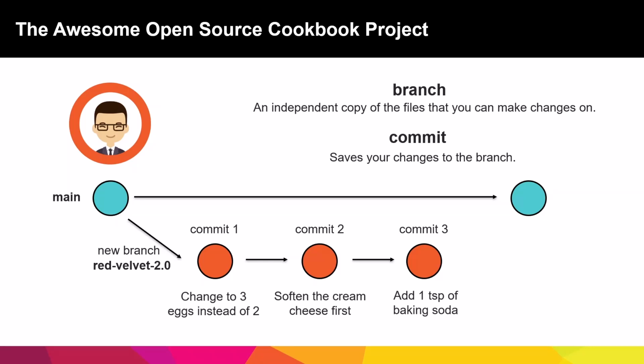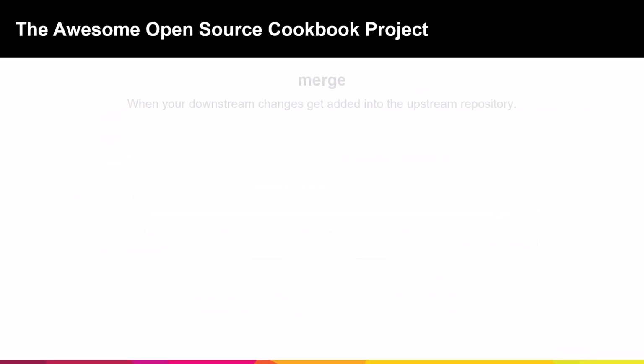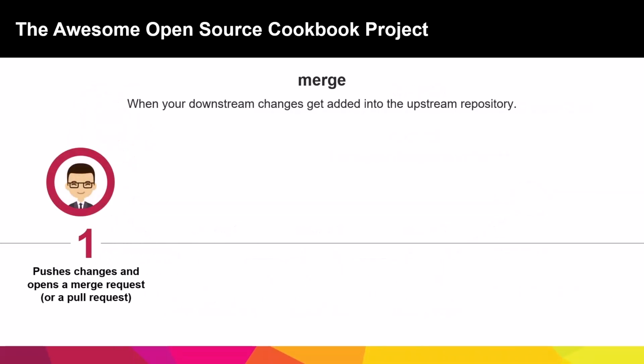So he decides to merge it in by creating what's called a merge request or a pull request. This is the step where things get super, super complicated in Git, and it's where the most risk and complexities occur in the process. So let's start by talking about what a merge is. A merge is when your downstream changes get added to the upstream repository.